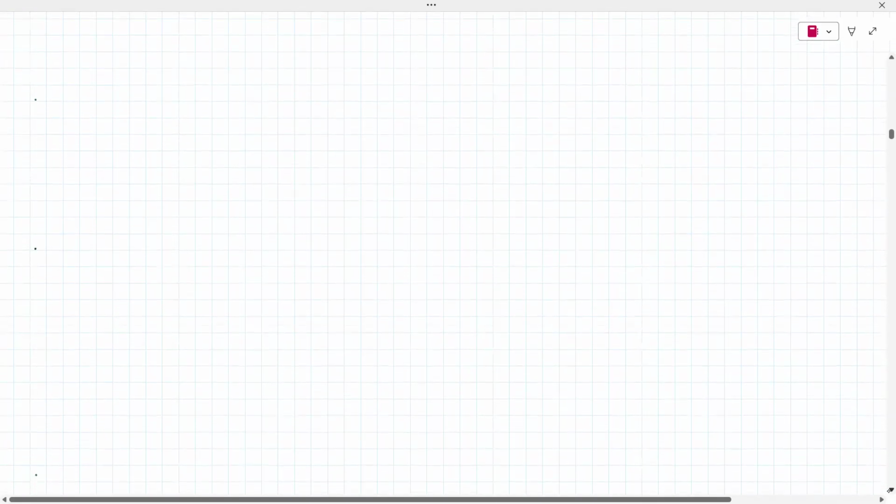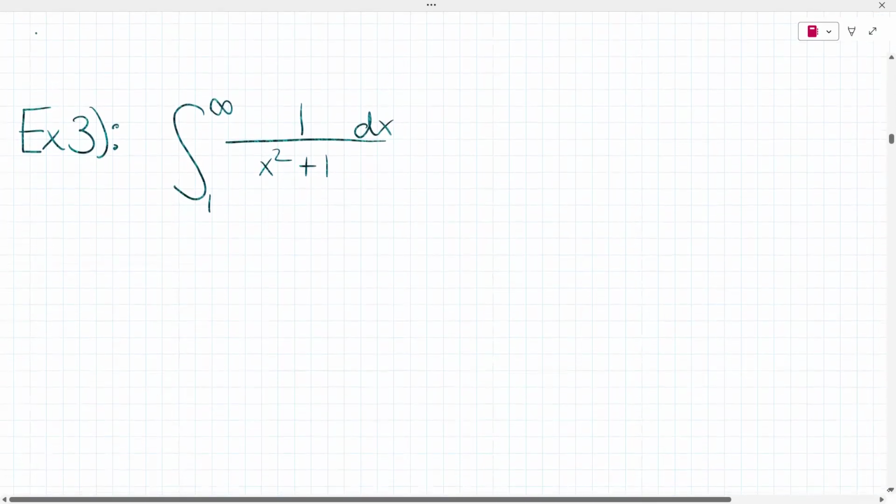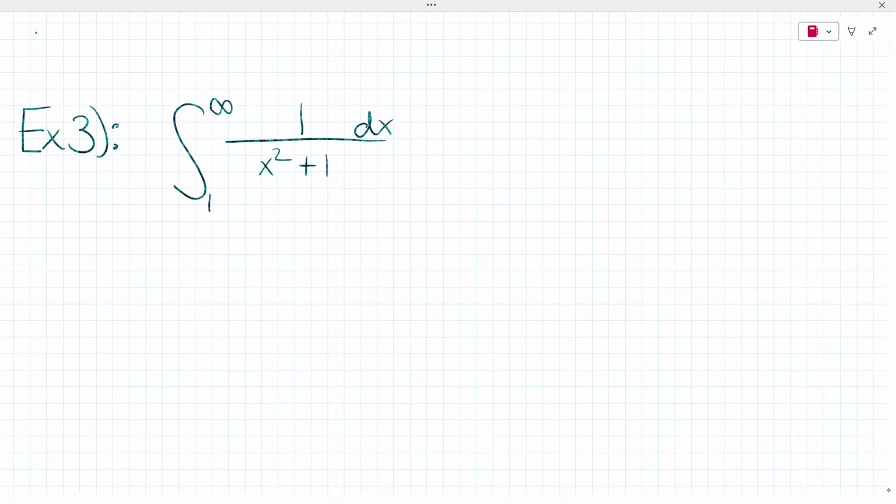Let's move on to example 3. Example 3 says we have to find the limit from 1 to infinity of 1 over x squared plus 1 dx. So what is our rule? We have a lower boundary of 1, which is a real number, and an upper boundary of positive infinity. So I still believe that's rule 1.